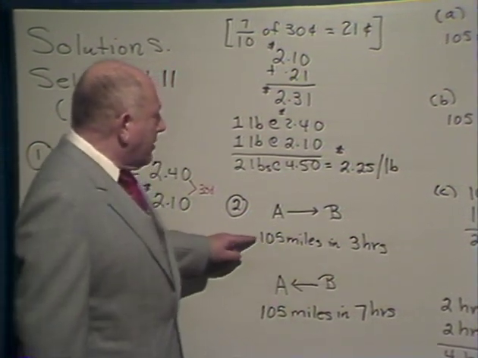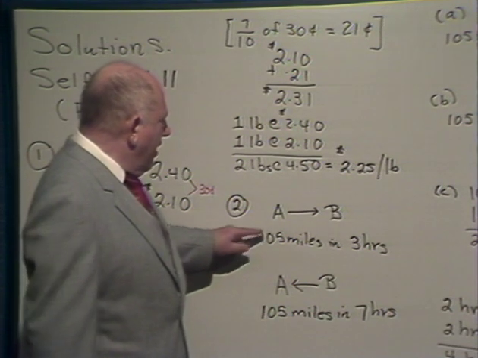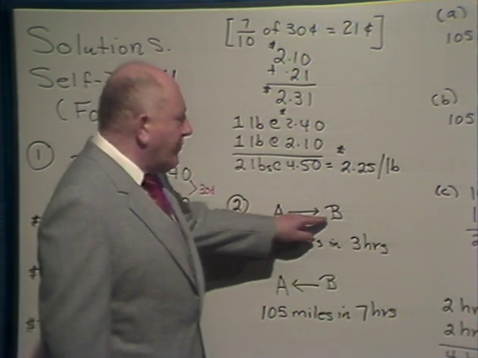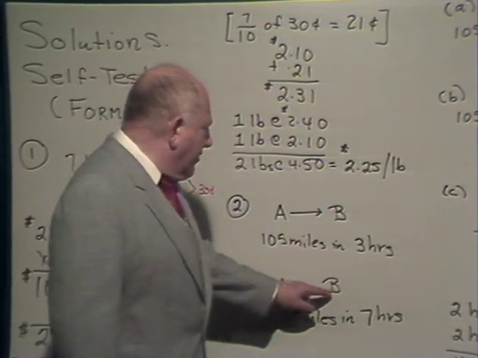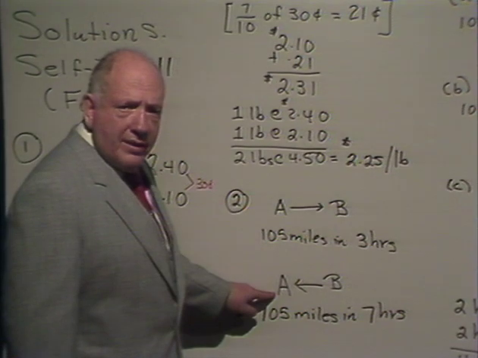But basically, what the problem asks us to do is 3 things. It first of all asks us to find the average speed in going from town A to town B. Then it asks us to find the average speed in going from town B back to town A.